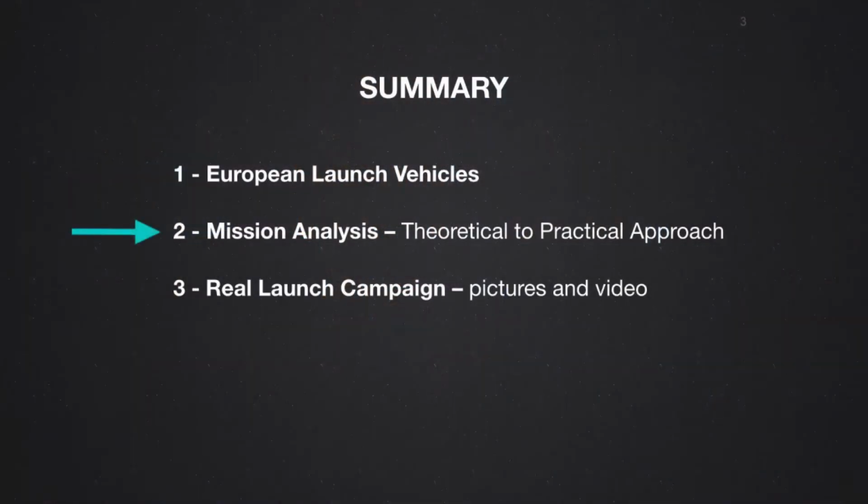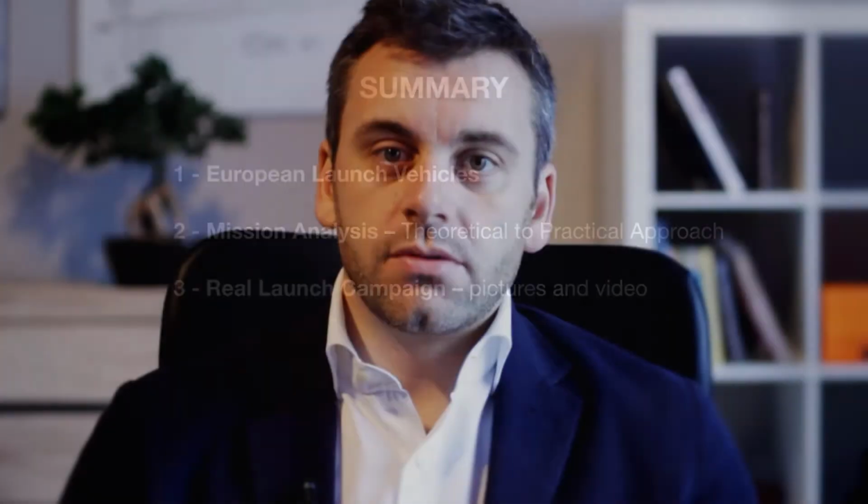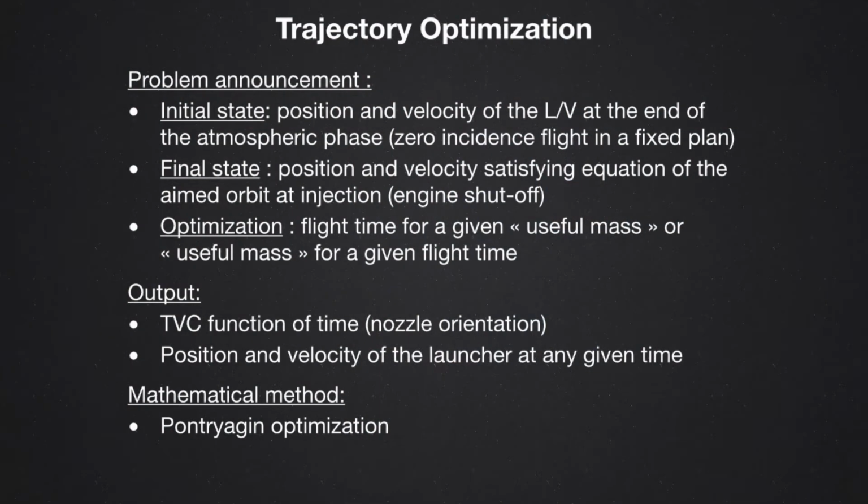As we're going to see in the summary, first of all, I'm going to give you a brief description of the European launch vehicles. So the different ways that Europe has to get to space. Then I want to walk you through the mission analysis process. So we're going from theory up to the reality, so we see how you really do things. And then at the end of the presentation, we're going to go through some pictures and video from an actual real launch campaign in French Guiana, where all the European launchers are launched to space. So I'll try to be as clear as possible, and let's go.